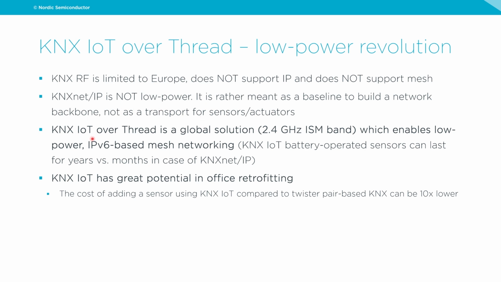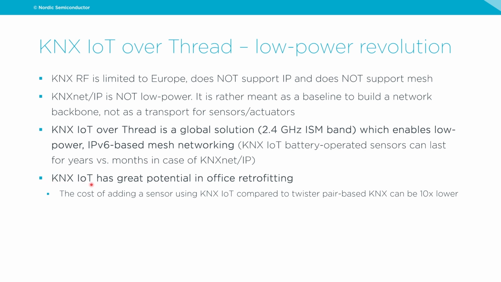So this is where KNX IoT over Thread becomes interesting, because it is a global solution. It runs on the 2.4 gigahertz ISM band, and it's also low power, so it enables that feature, and it's IPv6-based mesh networking. Which means that now you can have battery-operated KNX IoT sensors lasting for years, instead of if you were to connect them with KNX Net/IP, then you would be looking at months of battery life, which is quite reduced, and something that would require maintenance very often, which is not something that you want, especially in commercial and residential buildings.